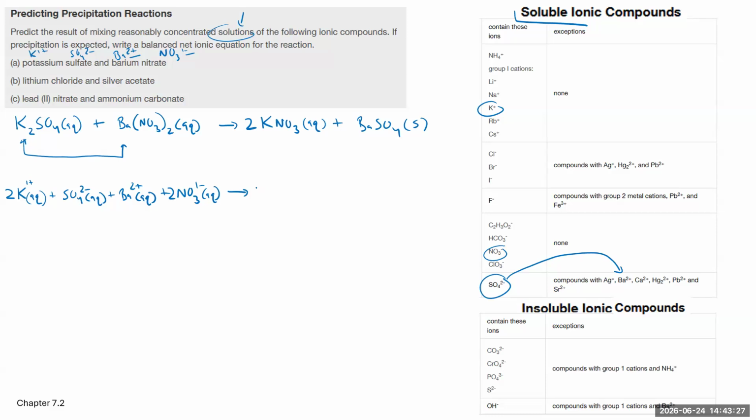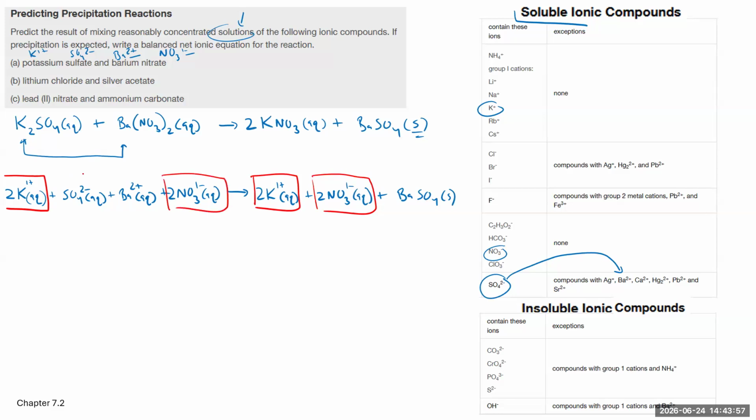We do that. We say 2 potassium 1 plus aqueous plus 2NO3 1 minus aqueous plus, this is a solid, it stays together, BaSO4 solid. Let's find the stuff that's the same on both sides. This is the same, spectator ion, spectator ion, spectator ion, spectator ion. This is the only stuff that's left.